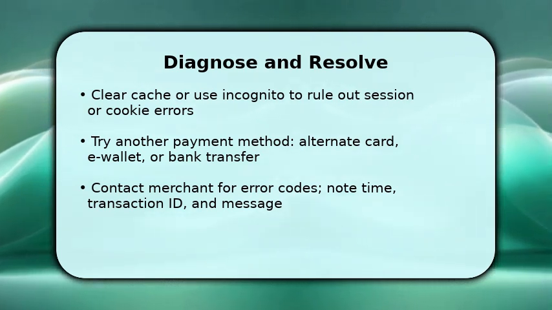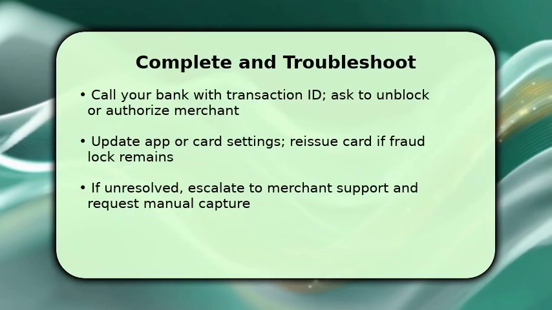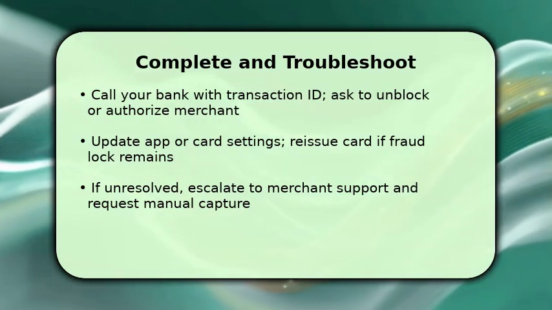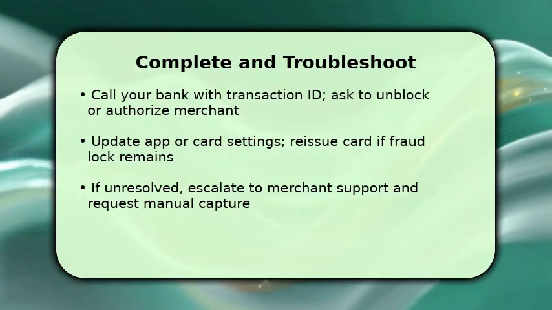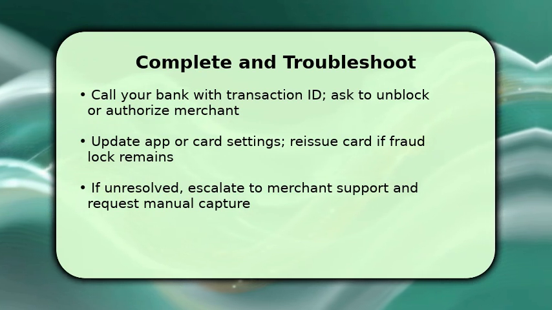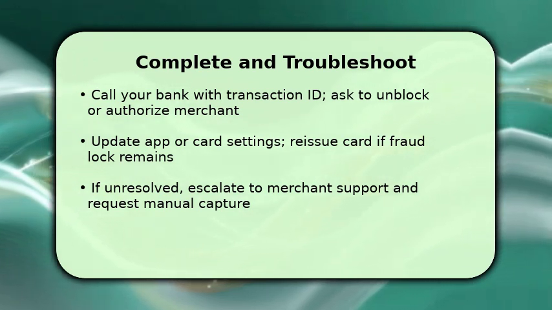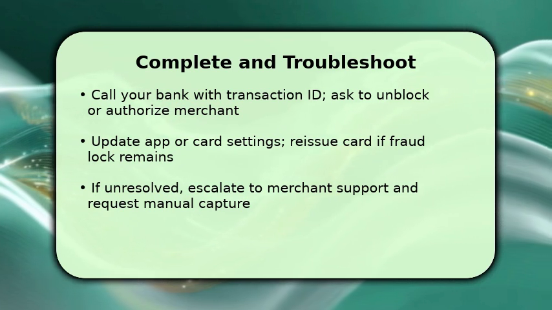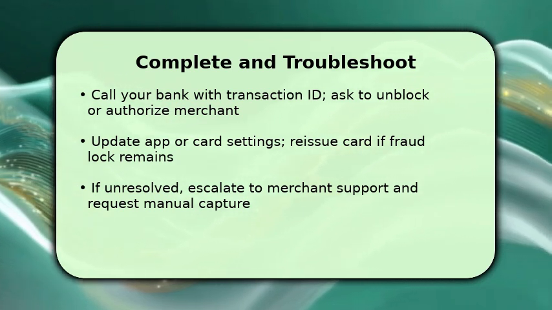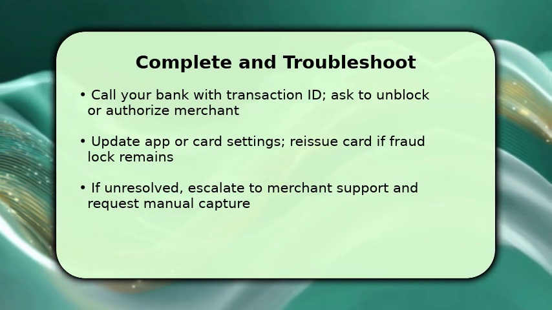You finish by securing authorization and confirming completion. Call your bank with the transaction ID and ask them to authorize or remove any fraud block. Banks can lift temporary holds in minutes. If the bank confirms nothing's wrong, update the payment app or request a card reissue if a fraud lock persists.